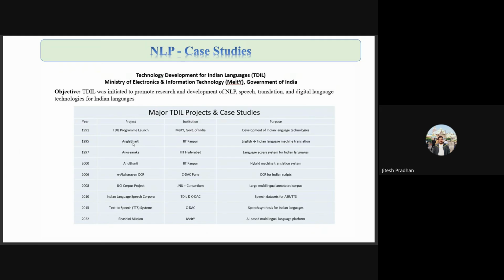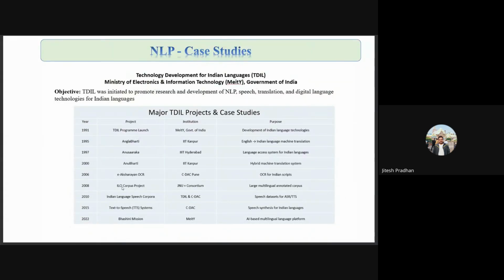We have Anglabharti, developed by IIT Kanpur, which is English to Indian languages machine translation. Then we have Anusaaraka, an IIIT Hyderabad product, a language access system for Indian languages. We have Anubharti, an IIT Kanpur product, a hybrid machine translation system. We have the Aksharantar OCR system developed by CDAC Pune, an OCR for Indian scripts.